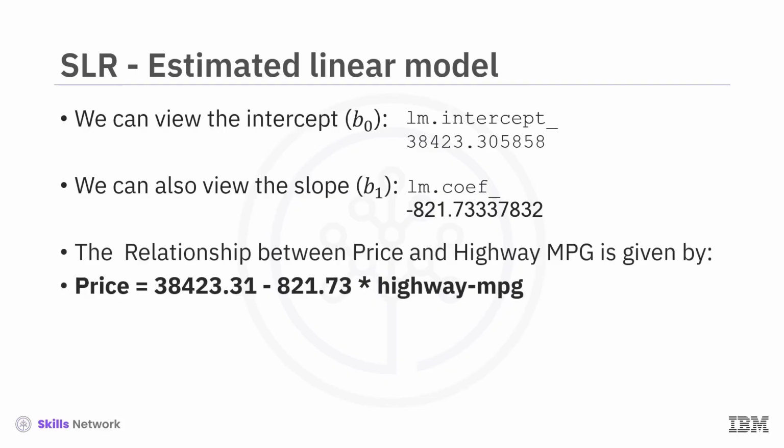The relationship between price and highway miles per gallon is given by this equation in bold. Price equals 38,423.31 minus 821.73 times highway miles per gallon, like the equation we discussed before.